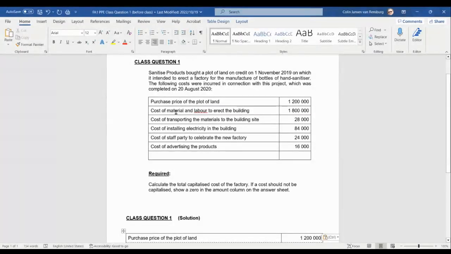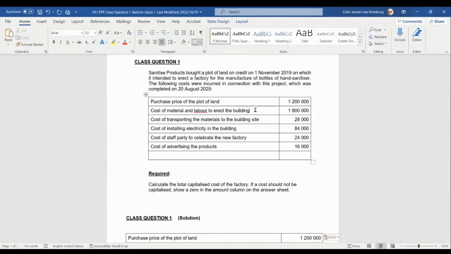In the case of the cost of material, one can actually argue that that is purchase price. It's not the purchase price of the plot of land, but it's the purchase price of the material that is going to be used to erect the building or to construct the building. So you can figure it out that way, which then clearly means that yes, it will have to be capitalized as part of the cost of this property, plant, and equipment asset, which is going to be a factory. So that's the one way to look at it, or you can look at them in combination, the material as well as the labor.